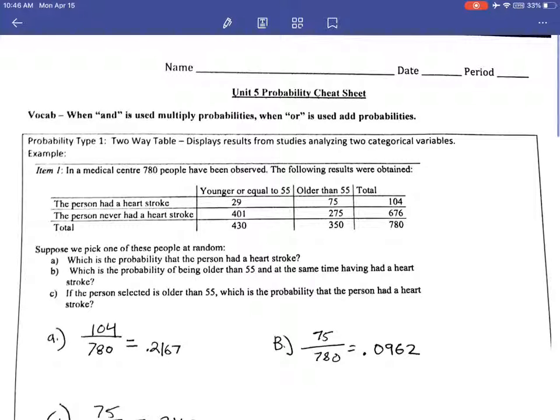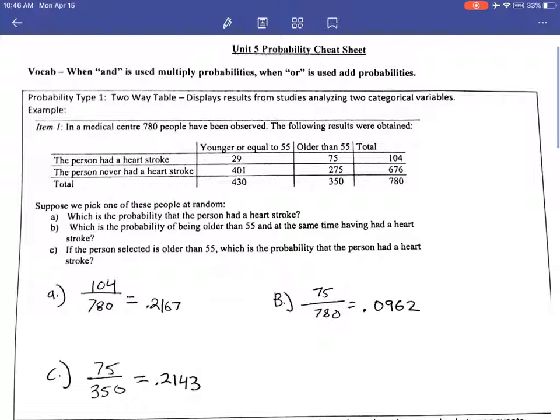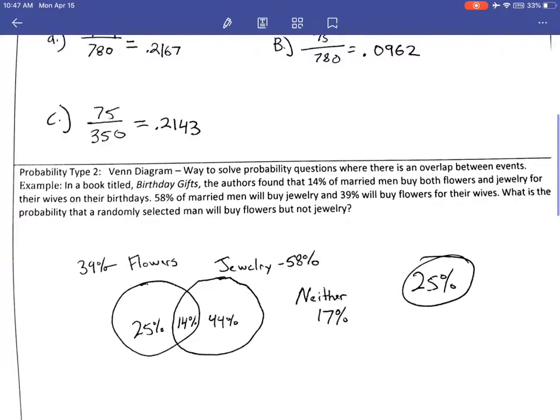Now, there's three different types of probability questions that are going to come up on the AP test. And these are all just straight probabilities, not random variables. We're going to review random variables in Unit 6 in a couple of weeks. But the first type of probability question is dealing with a two-way table. So a two-way table, remember, looks like this. This is where we have results from a study where we have two categorical variables, just like this. I'm going to go back and explain that in a second.